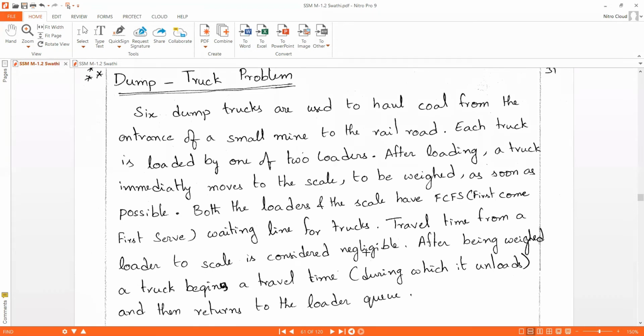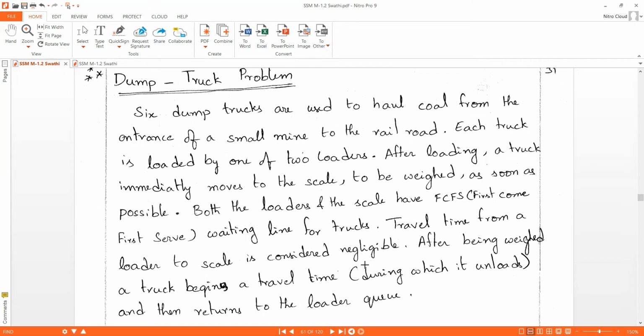Travel time from the loader to the scale is considered negligible. The loader and the scale are at the same place, so we will not consider travel time from loader to scale.